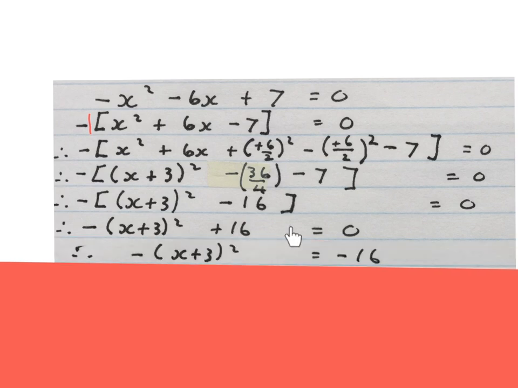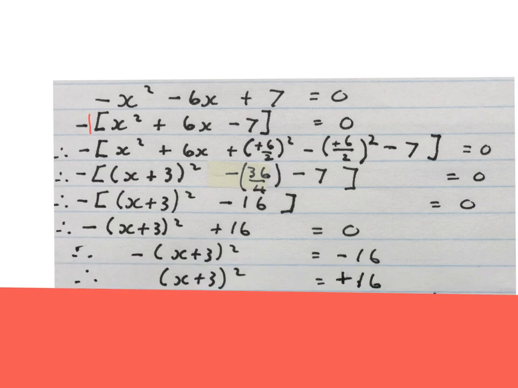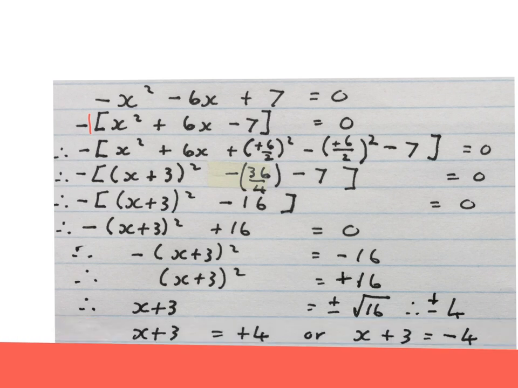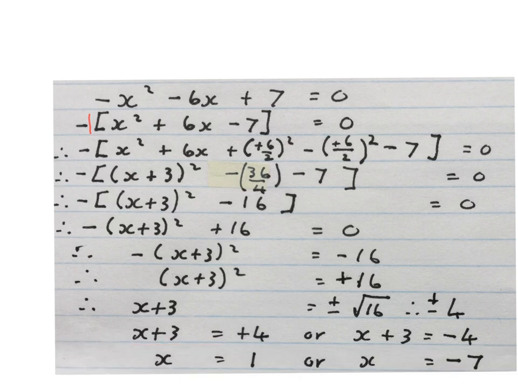You minus 16 on both sides. You divide by a minus on both sides. You square root both sides and remember to bring in a plus minus on the right hand side. Then we have two equations. X plus 3 is equal to plus or minus 4. So x plus 3 is equal to plus 4 or x plus 3 is equal to minus 4. Final answers, x is equal to 1 or x is equal to minus 7. Please stop the video and get your brain around this.